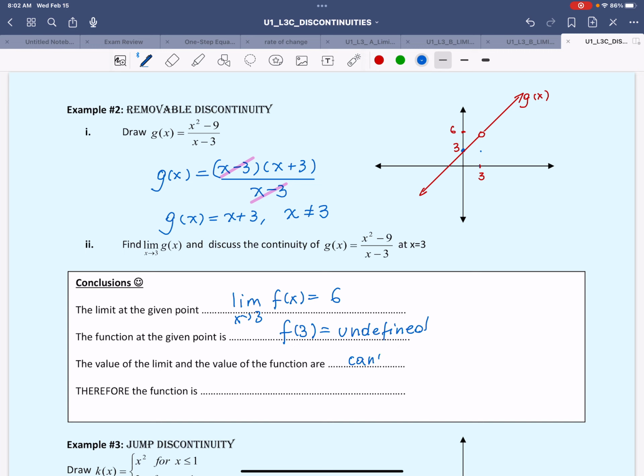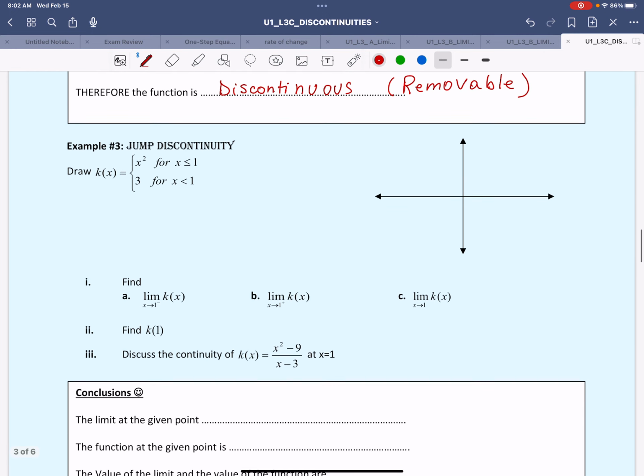So we're just going to write cannot compare. When something is non-existent, we cannot compare it with another number. So therefore the function is discontinuous, and the type of discontinuity will be a removable discontinuity. Okay. All right.